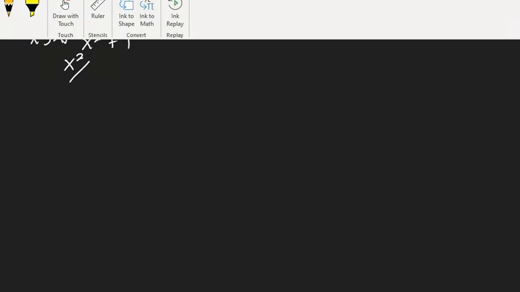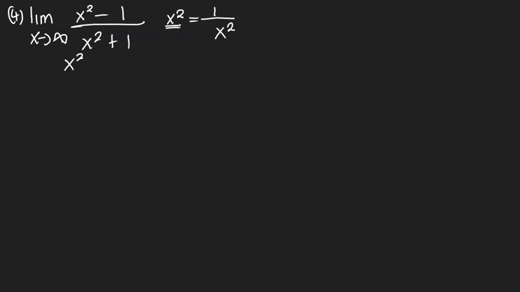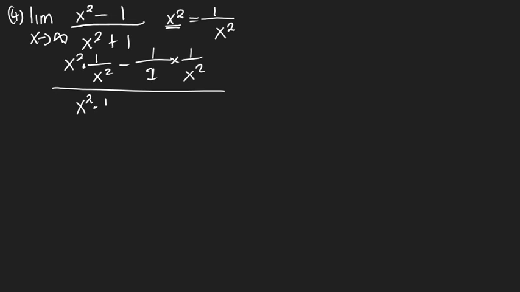okay, let me do this. So this is going to be multiplied by 1 over x to the power 2 minus 1 over 1 multiplied by 1 over x to the power 2. And in the denominator I will do the same: x to the power 2 multiplied by 1 over x to the power 2 plus 1 multiplied by 1 over x to the power 2.